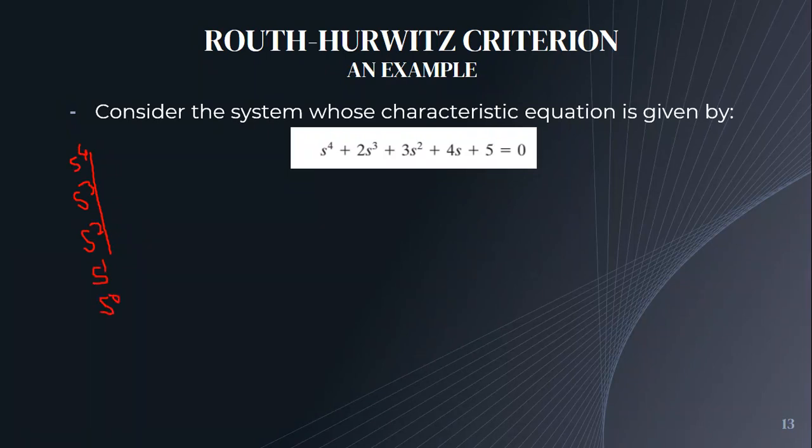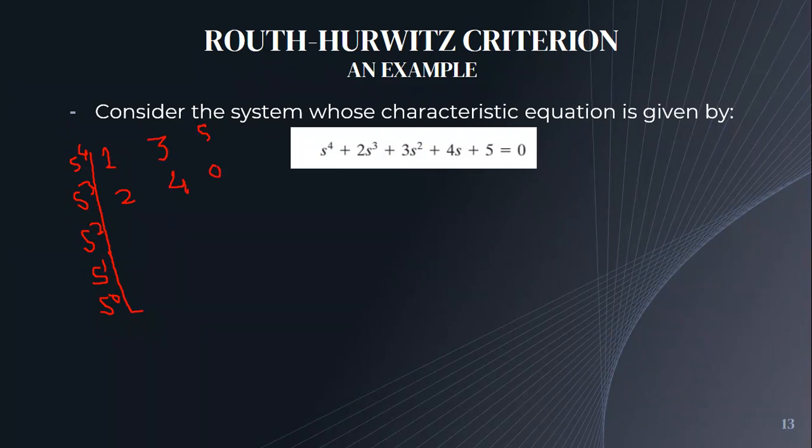Right, now I'll be forming the first two rows. For S raised to power 4, I have coefficient 1. Then I'll be writing down 2, then 3, then 4, then 5, and if there is anything more apart from this, I'll be writing down 0.